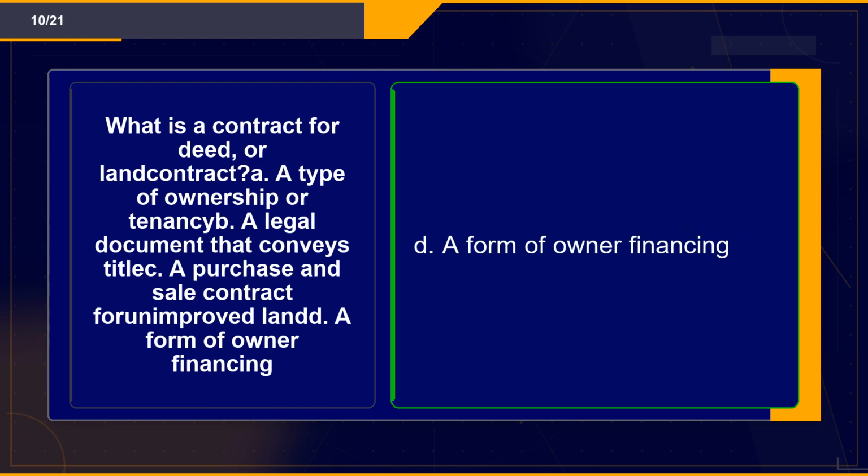Flashcard 10. Term. What is a contract for deed, or land contract? A. A type of ownership or tenancy. B. A legal document that conveys title. C. A purchase and sale contract for improved land. D. A form of owner financing. Definition. D. A form of owner financing.